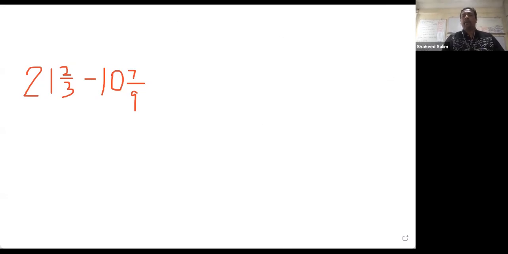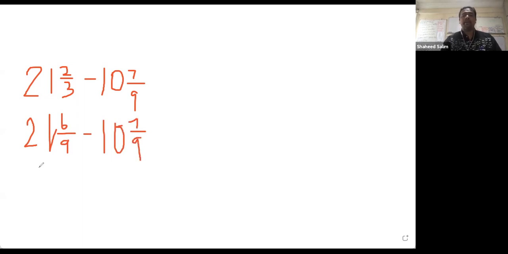Okay, first step. We make them to have the same denominator. So this one becomes 21, 6 over 9. Correct? You got this right. Okay, then you minus 10. Now 21 can minus. You can minus first. 21 minus 10 is 11, 6 over 9. But now 6 over 9 cannot minus 7 over 9.